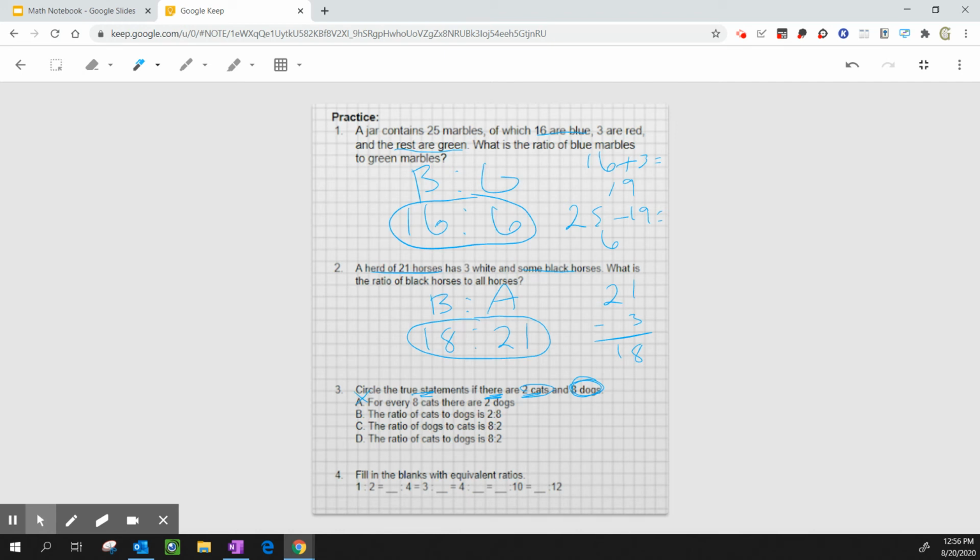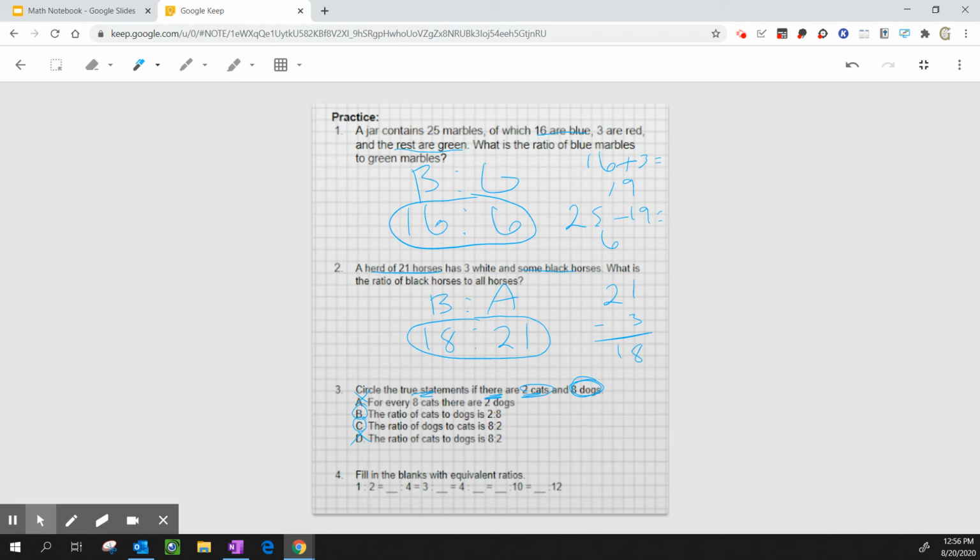Next one, ratio of cats to dogs is 2 to 8. So cats came first, so 2 came first. So cats and 2 go together. That's how it is. So we're good to go with letter B circling. Next one, ratio of dogs to cats is 8 to 2. So dogs came first and 8 came first. And dogs and 8 go together. So that one is also true. So they flipped both orders. They flipped cats and dogs and they flipped the 8 and the 2. The last one says ratio of cats to dogs is 8 to 2. Cats came first, 8 came first, doesn't match up. So that one's no good either.